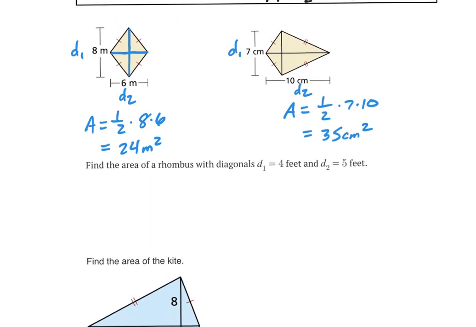Not too bad if they give me a picture. If they don't give me a picture, but they just straight out give me the two diagonals, pretty simple, right? All we got to do is plug that information into my formula. You don't really even need a picture. 1/2 times 4 times 5. All of these are area, so they're all feet squared, centimeters squared, inches squared, whatever unit we're talking about. It's always squared.